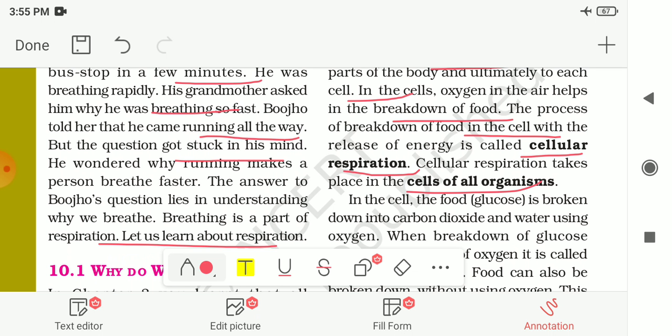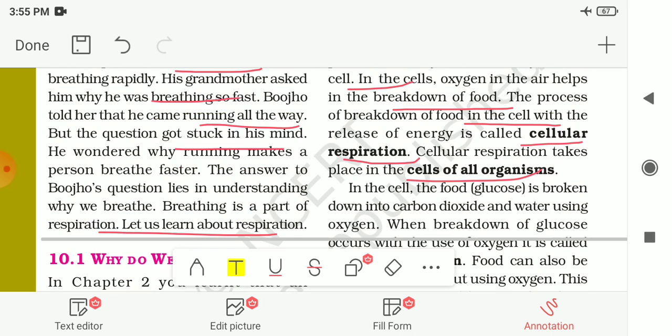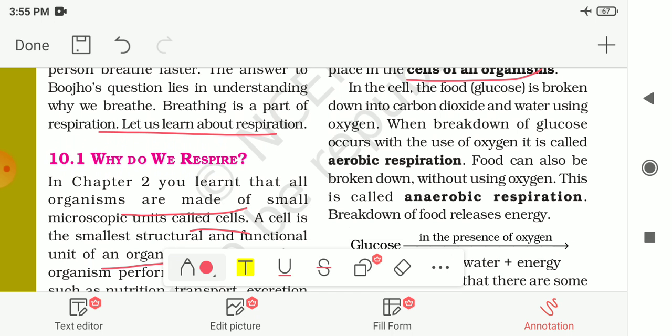sleeping, eating, etc. In the cell, the food, or you can also say the glucose, is broken down into carbon dioxide and water using the oxygen. Using oxygen, this food, or glucose, is broken down into carbon dioxide and water. Or as the product, we can say that we are getting carbon dioxide and water.